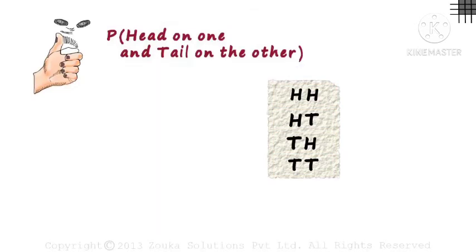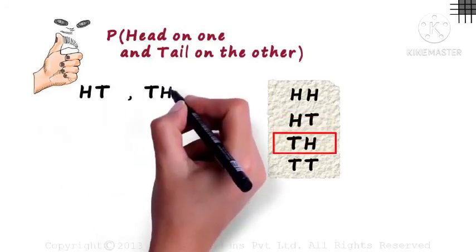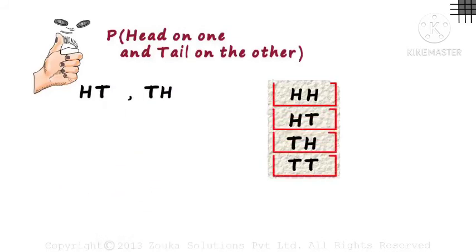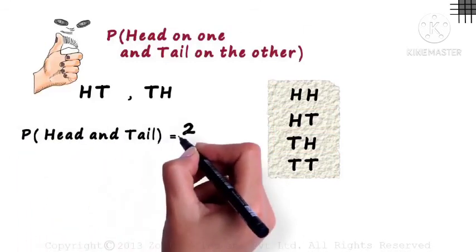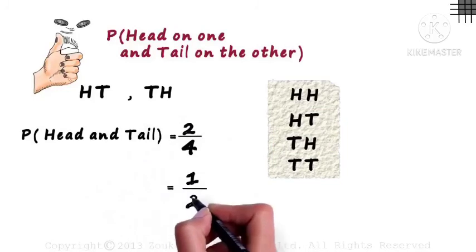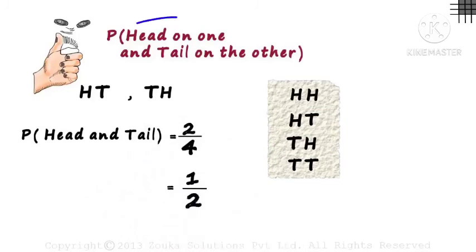There are 2 ways in which this can happen. Head and tail is one and tail and head is the other. So out of 4 possibilities, we have 2 possibilities which satisfy the condition. So we can write the probability of getting a head and a tail as 2/4, which equals half. Do not assume head on one and tail on the other means only this possibility. It hasn't been specified which coin gets a head and which one gets a tail. So we also consider this possibility.